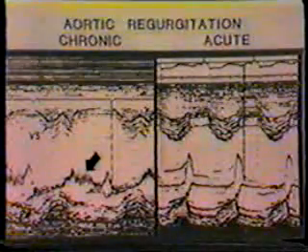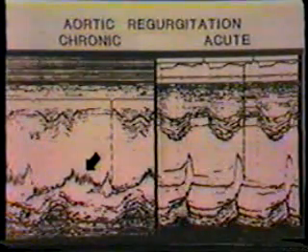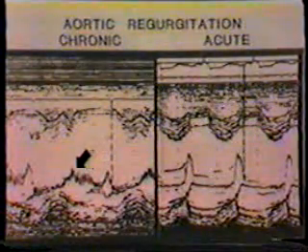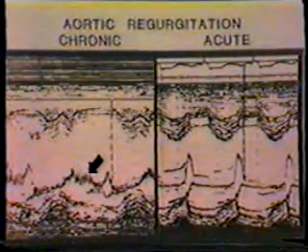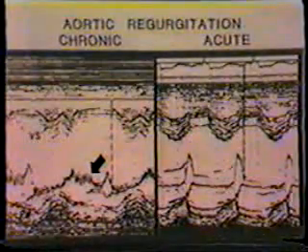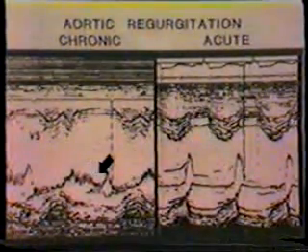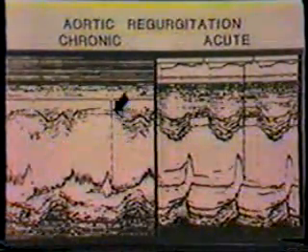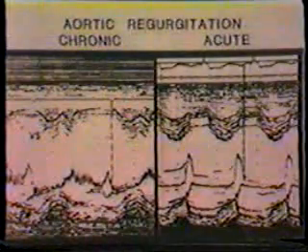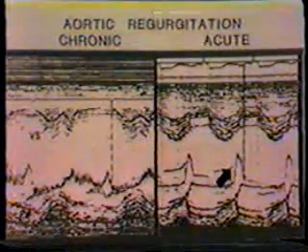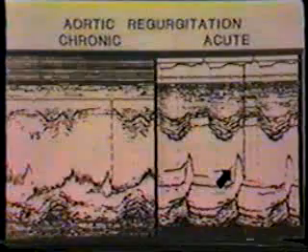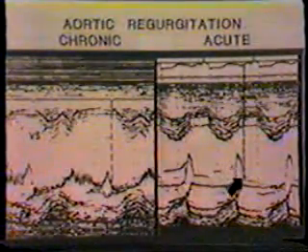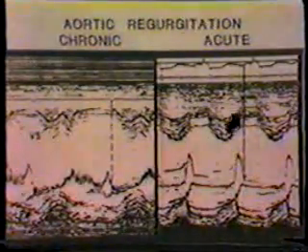This is the M mode from a patient with chronic aortic regurgitation. The jet is directed toward the anterior mitral leaflet, creating diastolic flutter, which is an M mode hallmark of aortic regurgitation. In this case, the mitral valve closes with normal timing following the onset of the QRS complex. This is a case of acute severe aortic regurgitation. The rapid and marked rise in left ventricular diastolic pressure has closed the mitral valve prematurely.